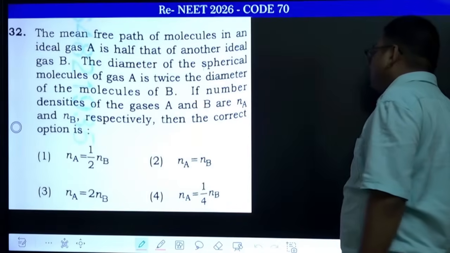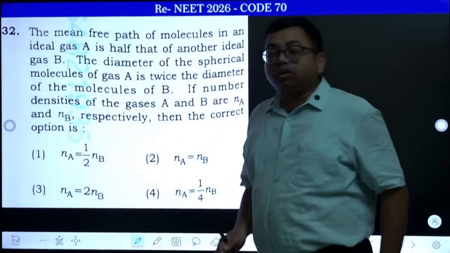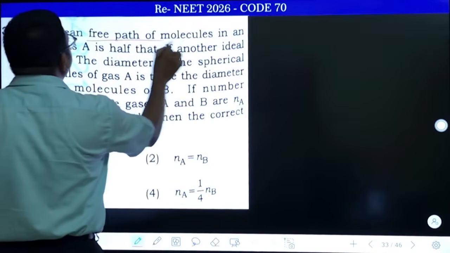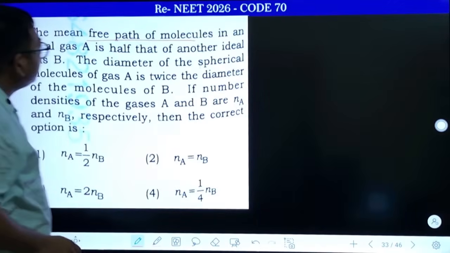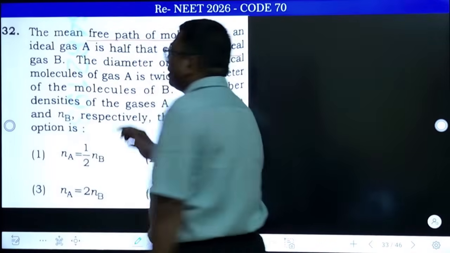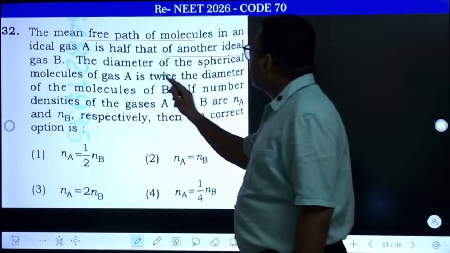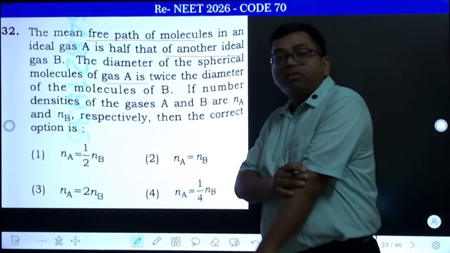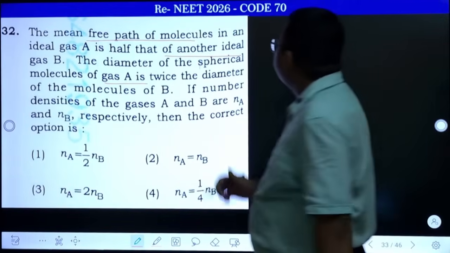Okay, next. Let's see the next question. The mean free path of a molecule in an ideal gas A is half that of another ideal gas B. The diameter of the spherical molecules of gas A is twice the diameter of molecule B. So what is the formula for mean free path?